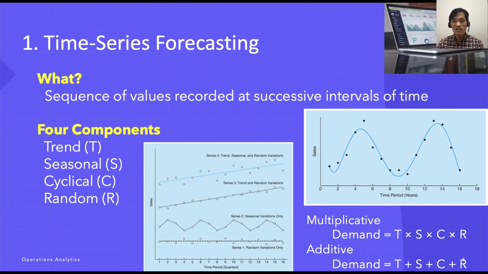cyclical, and random component. The trend component is the general upward or downward movement of the data over a relatively long period of time. For example, total sales for a company may be increasing consistently over time, or it could be consistently decreasing over time.